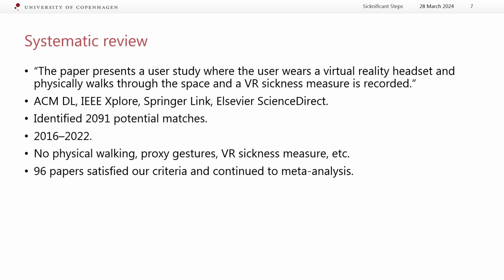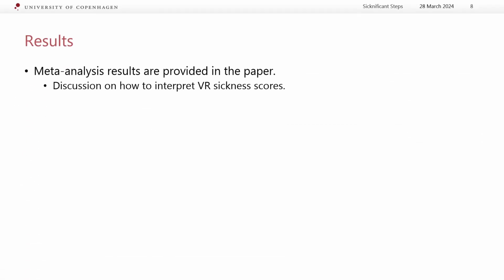Finally, we were left with 96 papers that satisfied our criteria, and these papers were coded by all the authors to extract the data and used in the meta-analysis. The results of the meta-analysis are rather difficult to interpret, so we leave those to the paper.